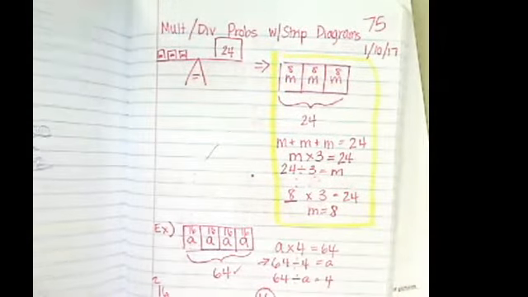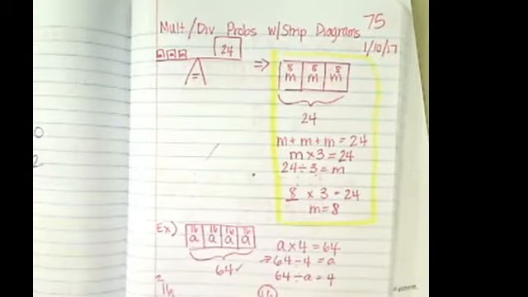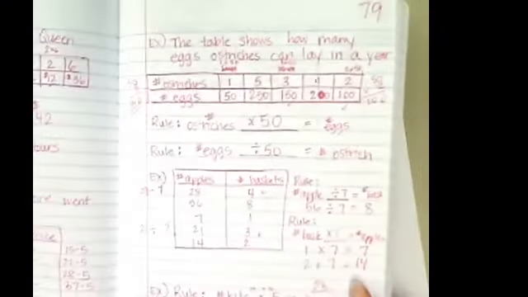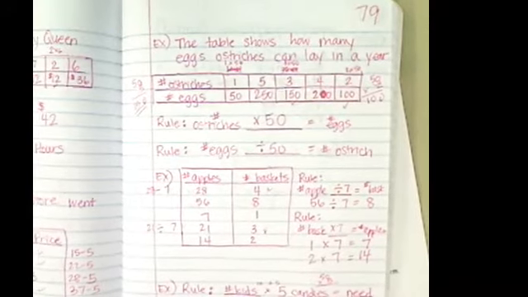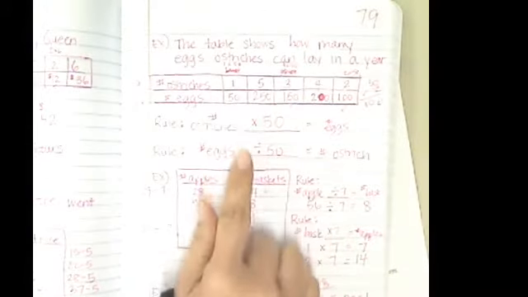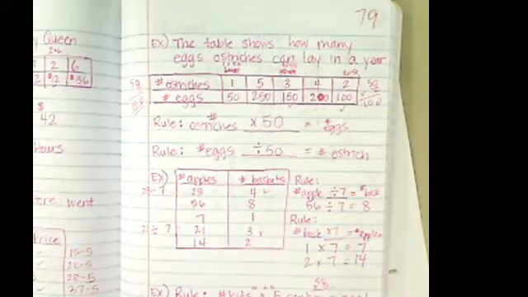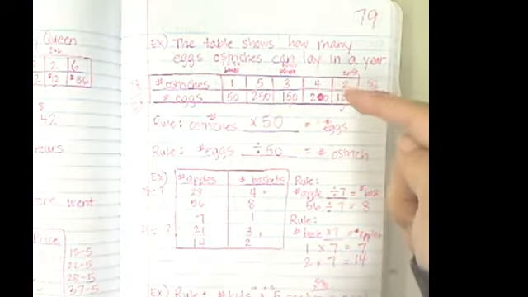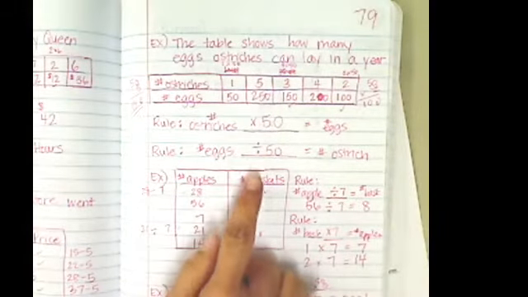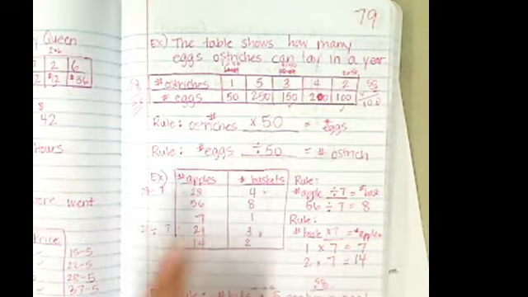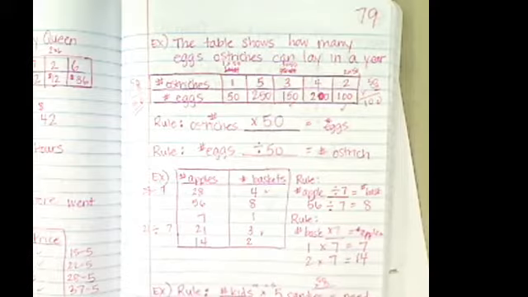Following writing equations, the next thing you should be able to do is look at input-output tables and write an equation that comes from the data in the table. You should be able to go in both directions, going from one piece of the data to the next, and then how to go back as well. And that's just simply using the opposite operation in order to go back the other way.